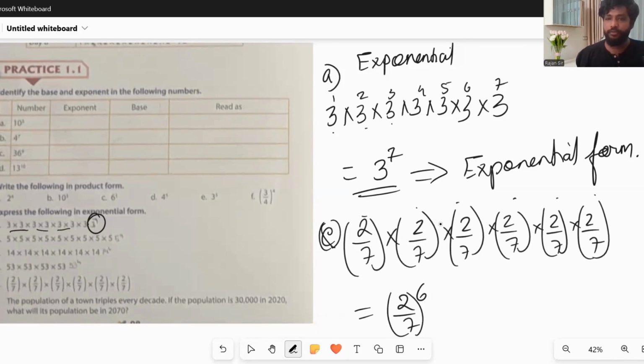Now, when you write raised to 6 to a fraction, use the bracket because this 6 is actually going to both the numbers. This is actually 2 raised to 6 upon 7 raised to 6. Okay, so that's it for the day. Sorry, one more question. Wait.